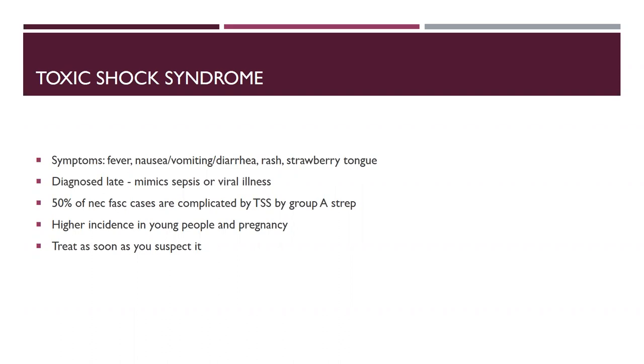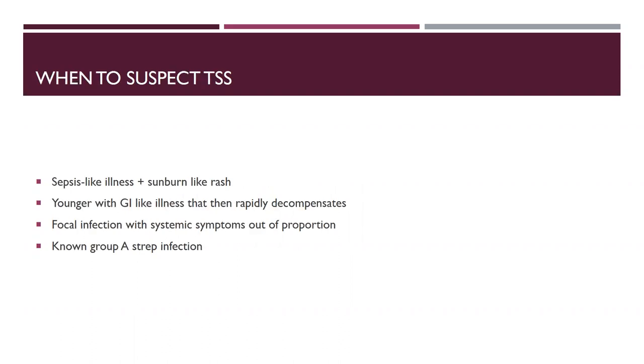Interestingly, up to 50% of neck rash cases are actually complicated by group A toxic shock. And like I said, there's a higher incidence in young people and in pregnancy. Big thing is as soon as you suspect it, you should start treating for it because it can rapidly be fatal and we diagnose it too late.